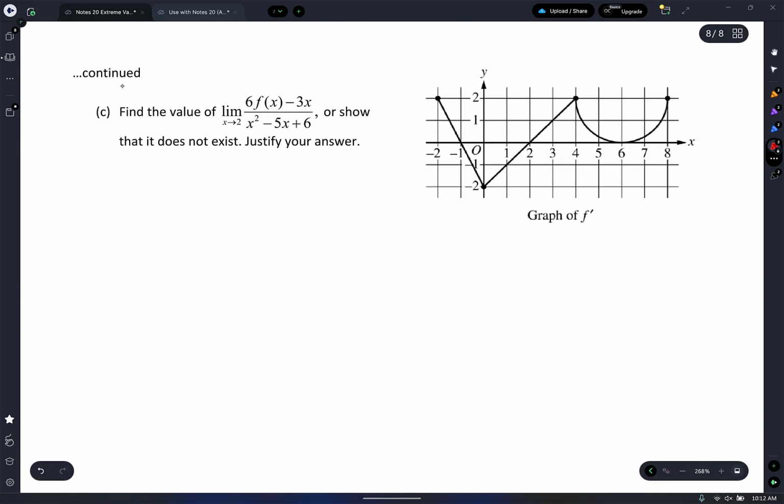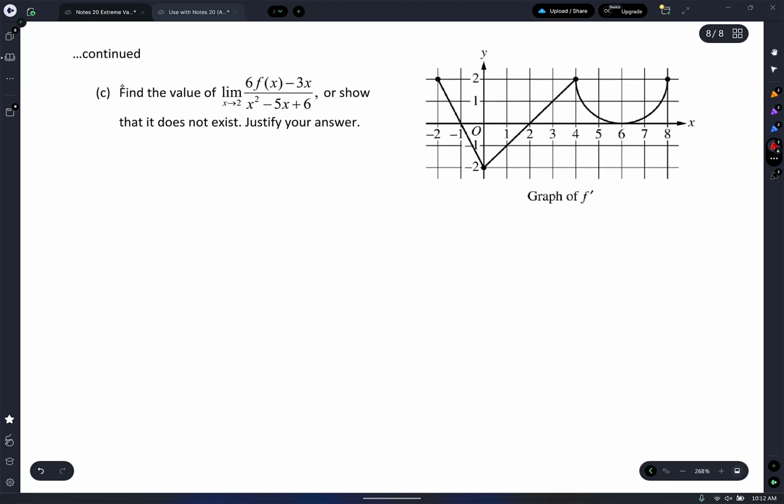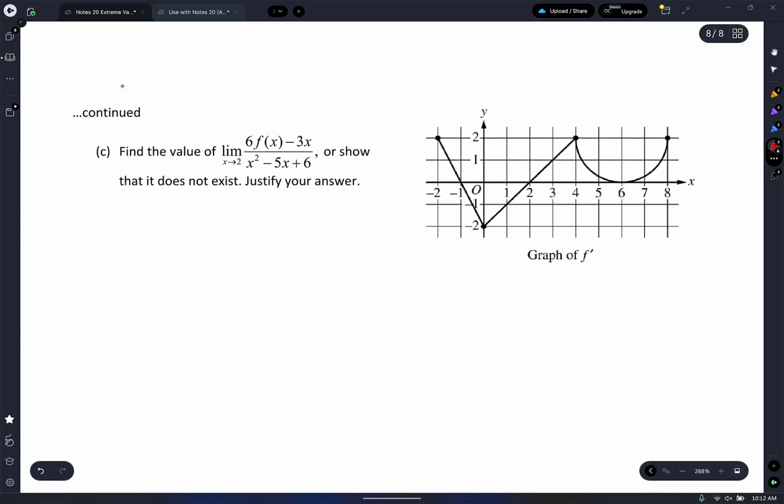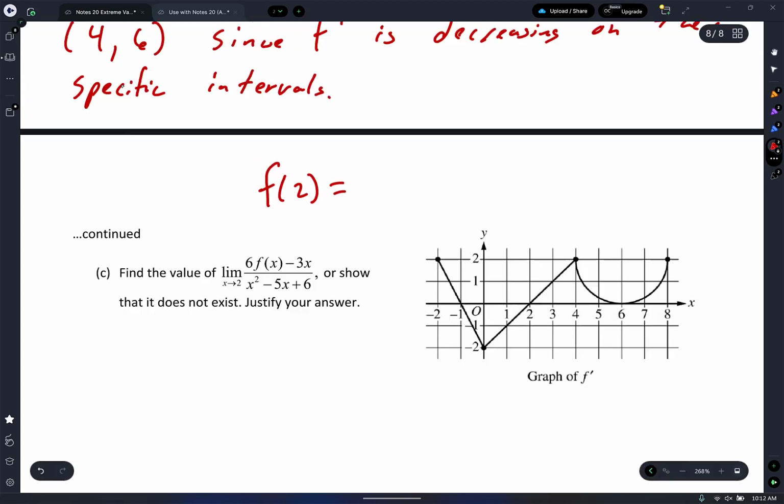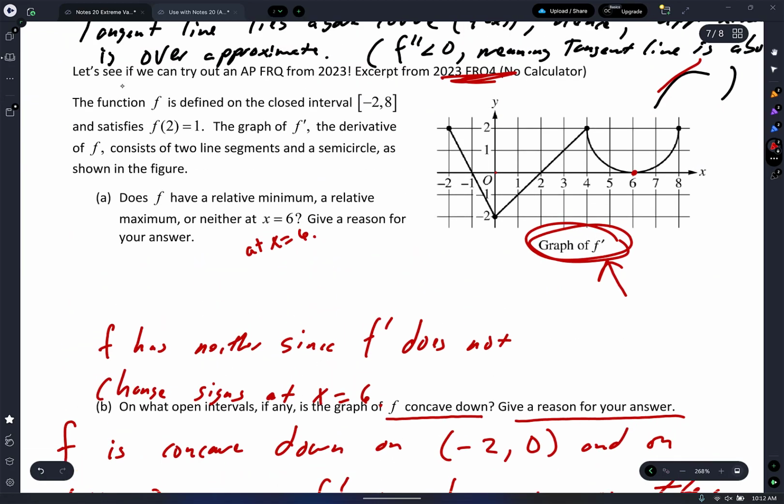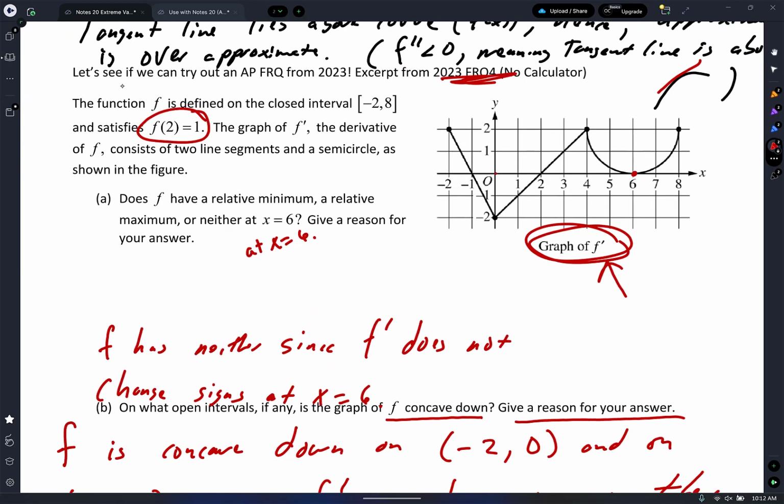Let's not freak out. It says find the value of the limit as x approaches 2 of 6f of x minus 3x over x squared minus 5x plus 6, or show that it does not exist. Justify your answer. First and foremost, do I know what f of 2 is? Remember the information they gave us in the very beginning. Did they give us f of 2? F of 2 is 1.